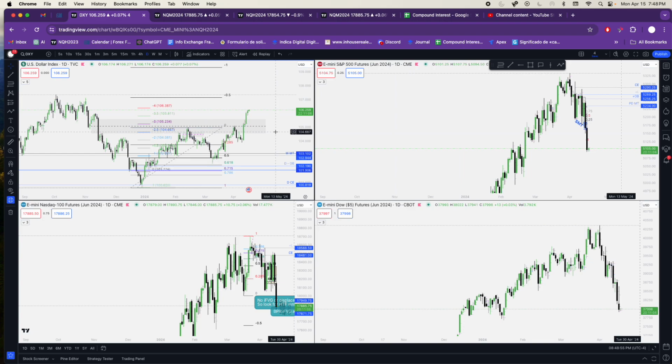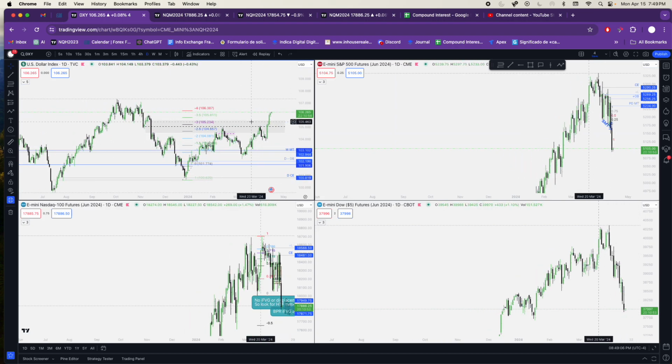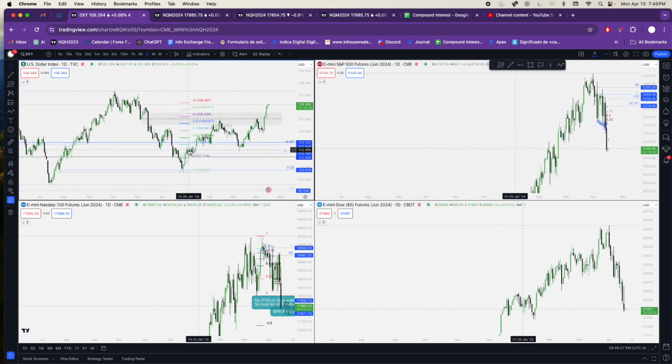For ICT's weekly profile. Yep, this was inversed. So you have accumulation, expansion, down, market structure shift, fair value gap, run up, down. Stage one, stage two, and then stage three. What I consider stage three is our manipulation leg. That's why we measure.